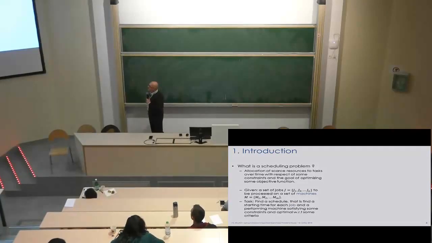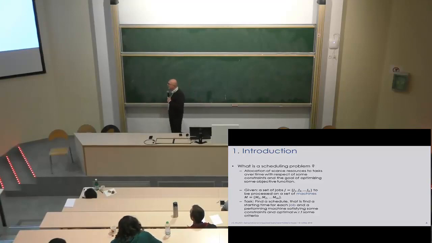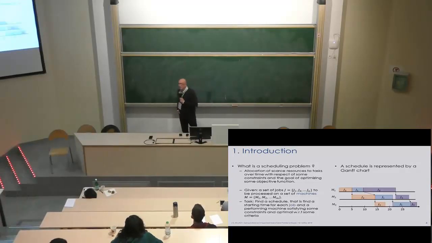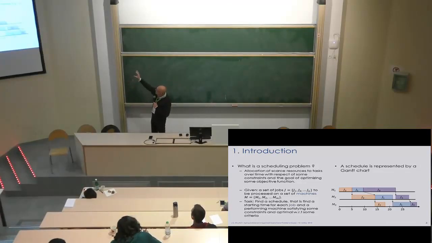What do we have? We have a set of jobs. We denote the set of jobs by J, J1, J2, up to Jn, to be processed on a set of machines M, M1 to Mm. And the objective is to find a schedule. It means a starting time for each job and a performing machine, satisfying some constraints, and optimal with respect to some criteria. The representation of a schedule is generally done by what we call a Gantt chart. It means we have the time axis and the jobs, which are put one after the other, and the length of a job is its processing time, the duration of the job.